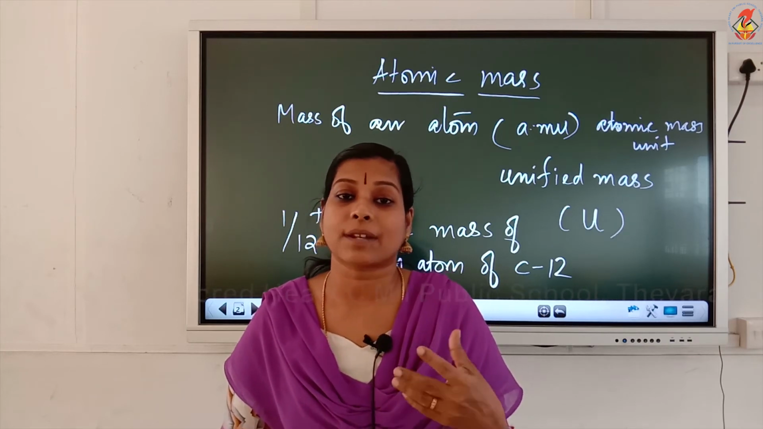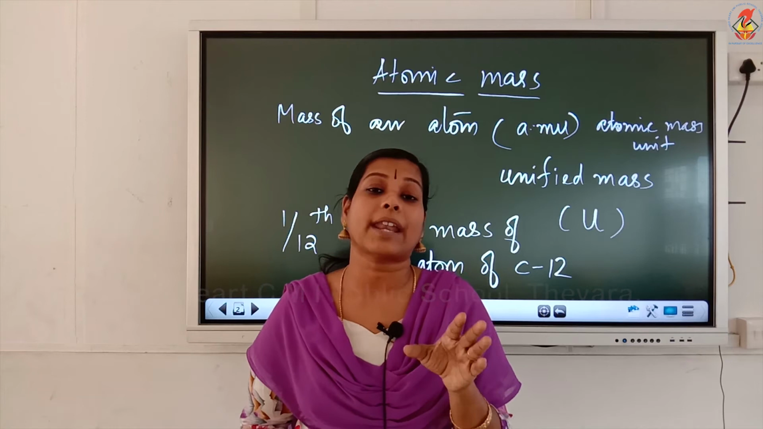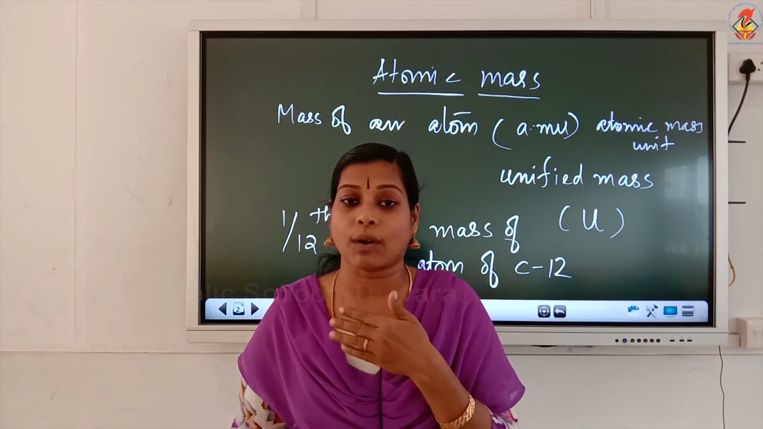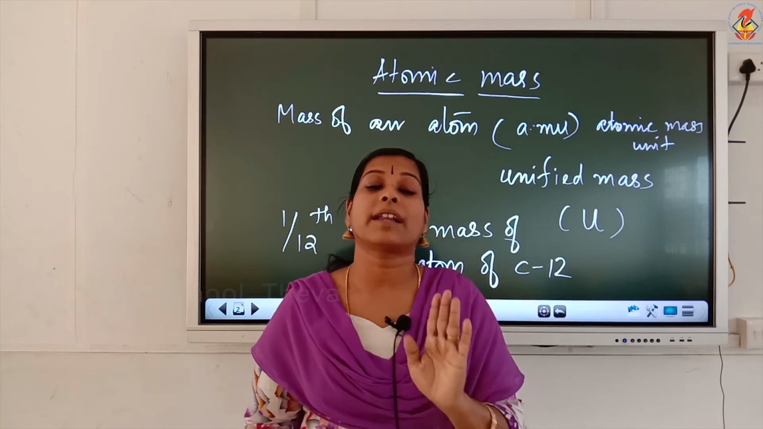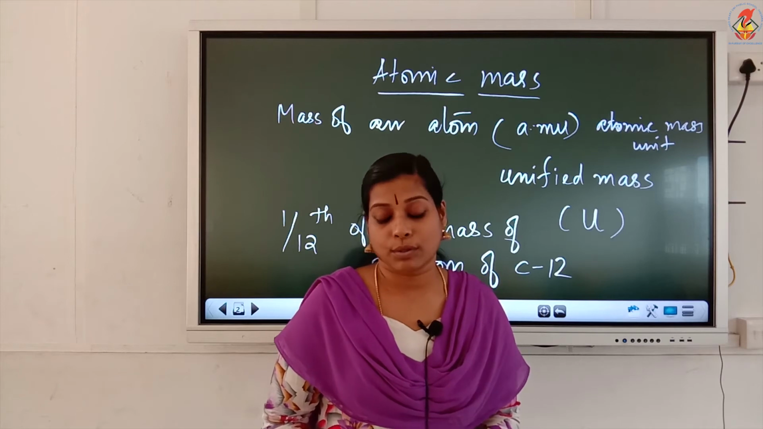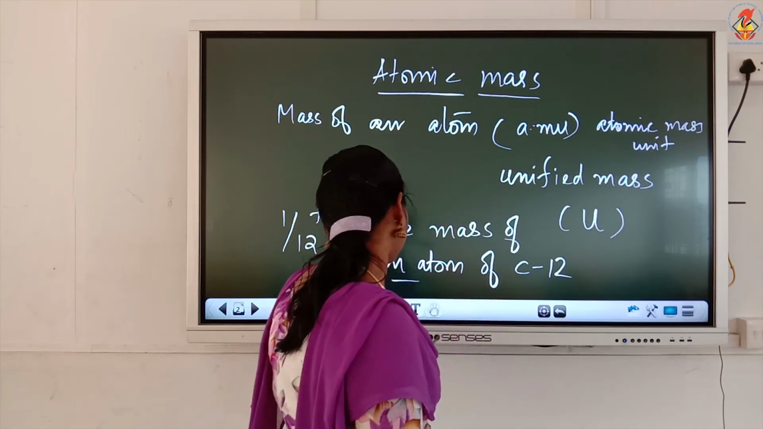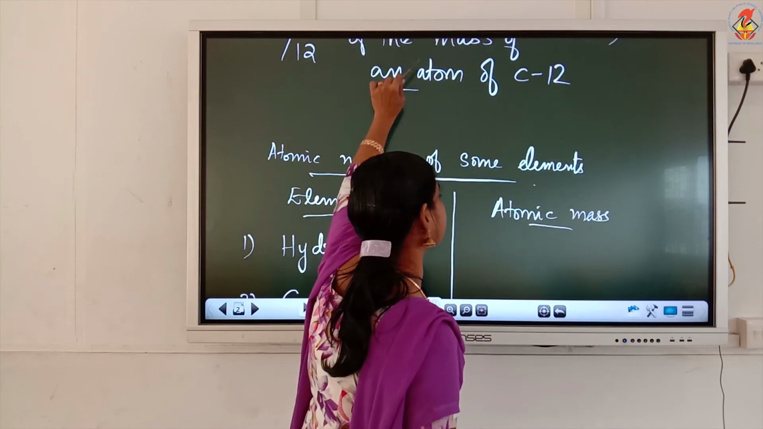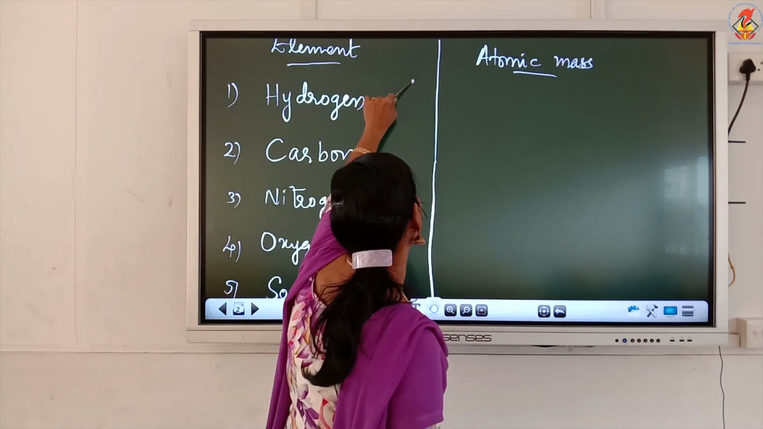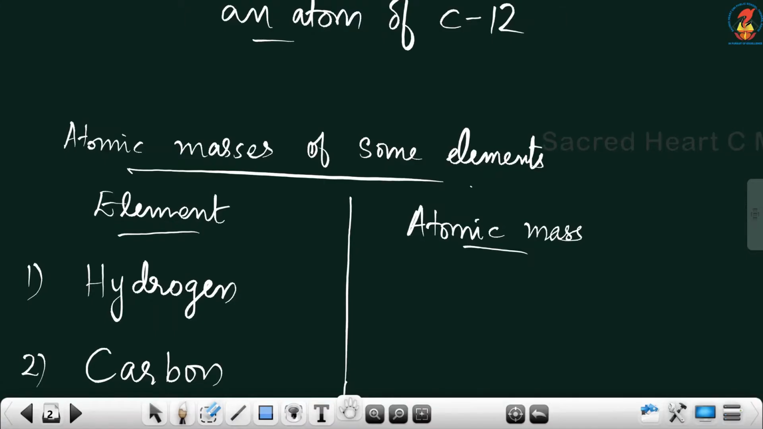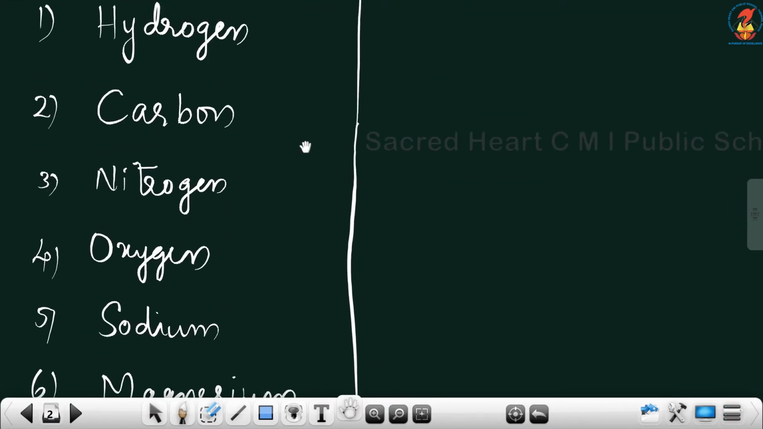Calculations are there. Based on that, I have already told that atomic mass calculation and molecular mass calculation one by one we will see all these. For that, this should be there in your mind, then only we will be able to calculate all those. So we can see one by one the elements and their atomic masses. You have to learn by heart the atomic masses of some elements. The element is written here and the atomic mass we are going to write on the right side.